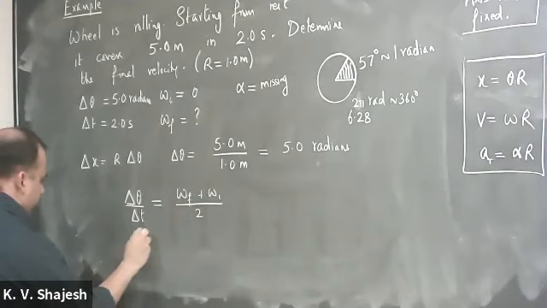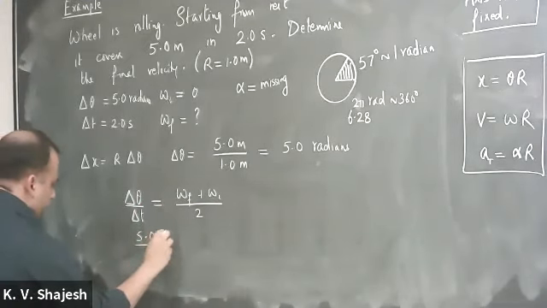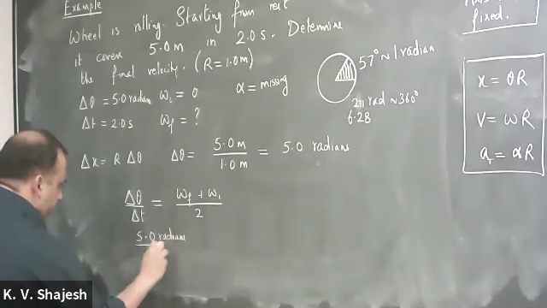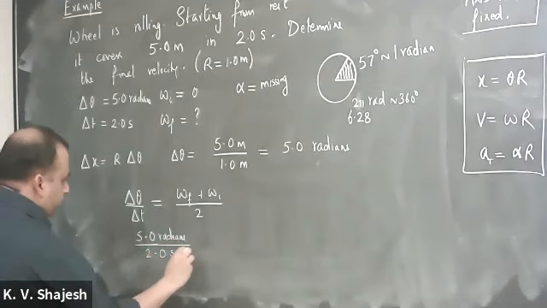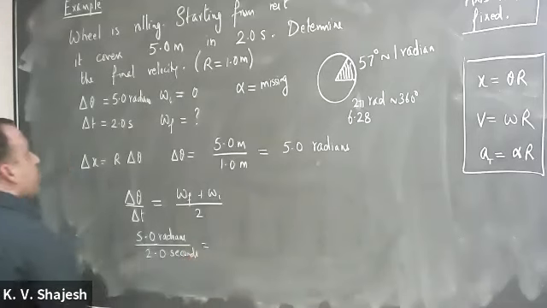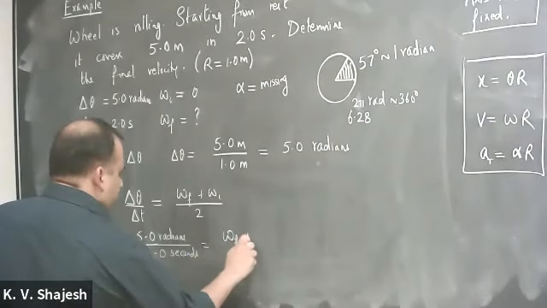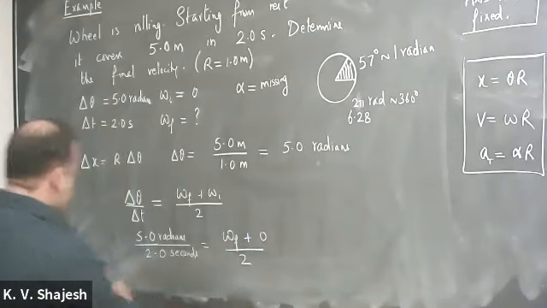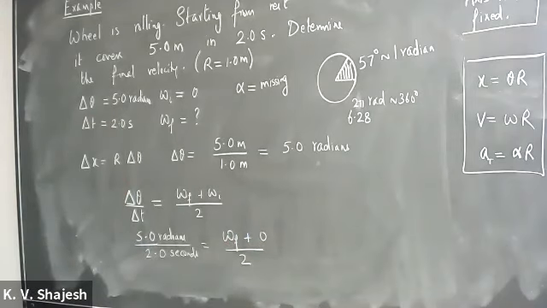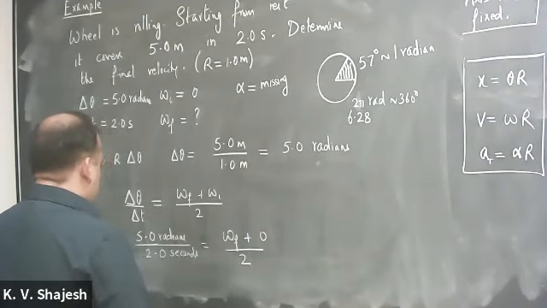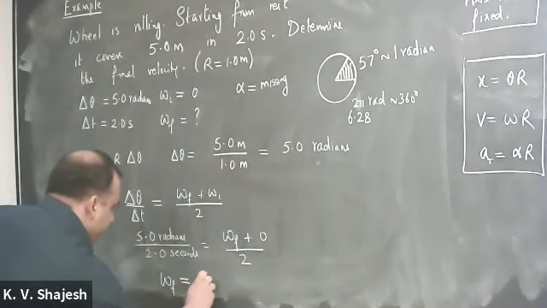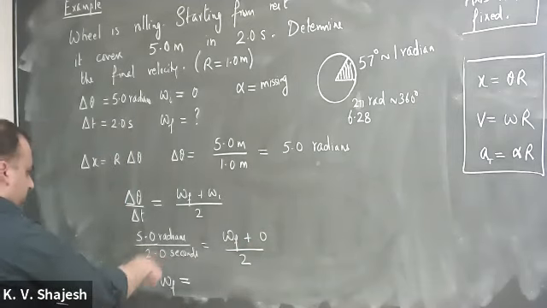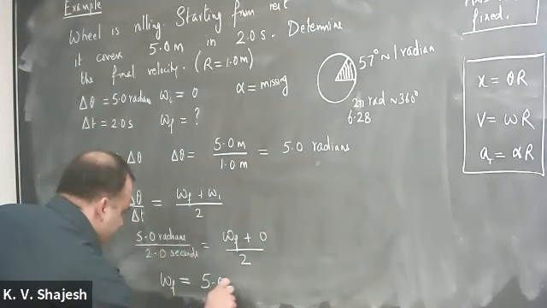So that's 5 radians, let me write it explicitly, 5 radians over 2 seconds, equal to omega final plus 0 over 2. The 2 and 2 cancel, so omega final is equal to 5. The 2 and 2 cancel, the second does not cancel, so it is 5 radians per second.